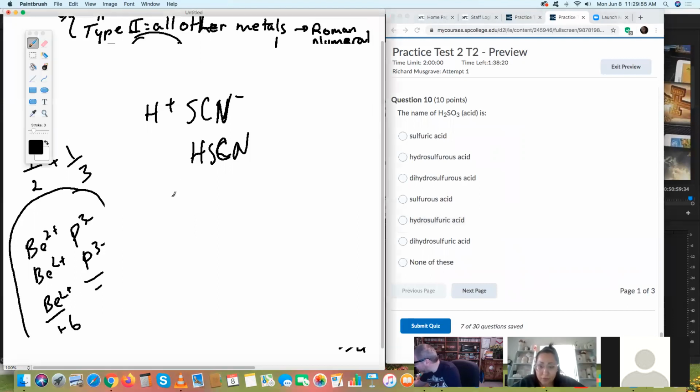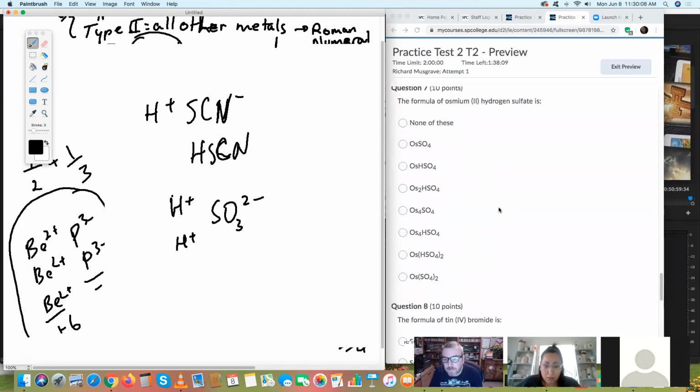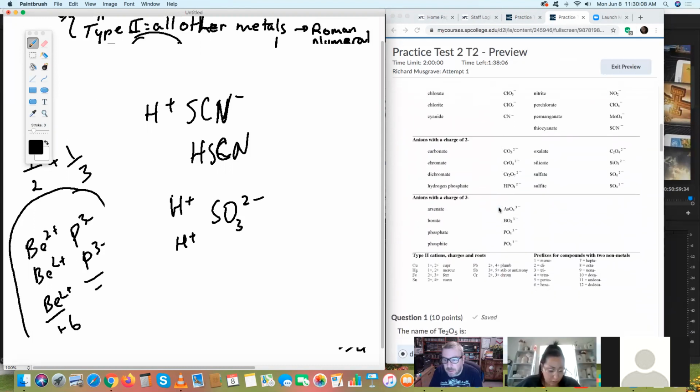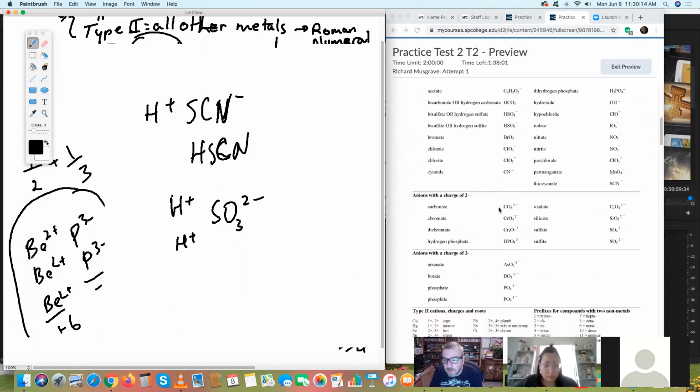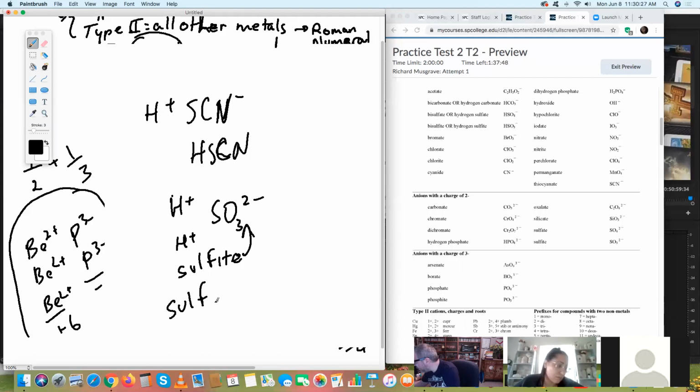So H2SO3. Okay, let's diagram that out a little bit. We'll have H plus, SO3 2 negative. And I look for that on the, notice, actually, no, it's a polyatomic ion. SO3 is sulfite. So that becomes sulfurous acid. I know the name is a bit weird, but sulfurous acid.